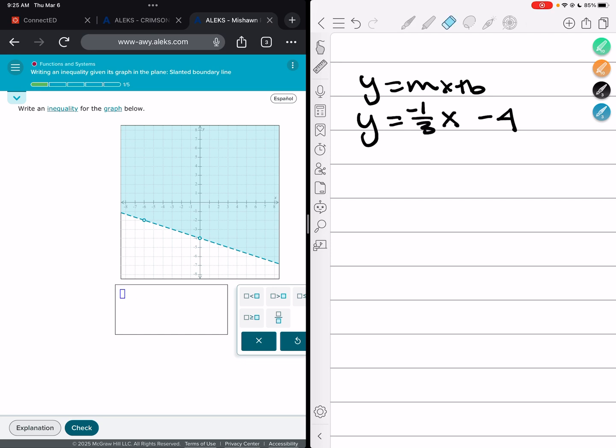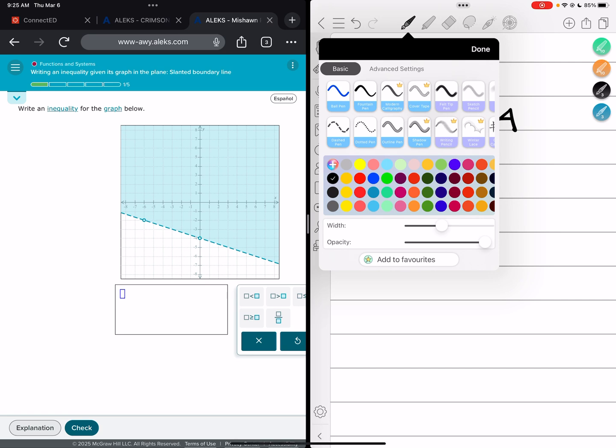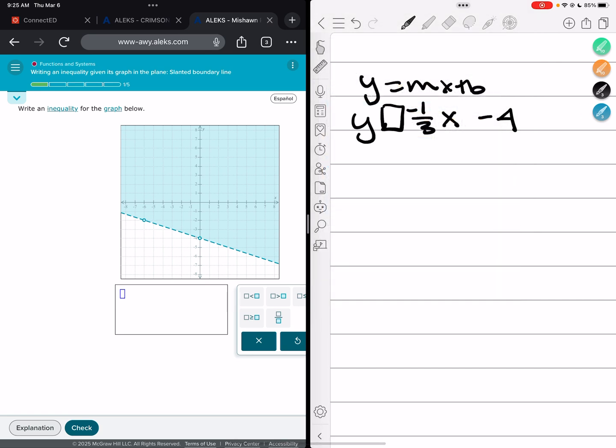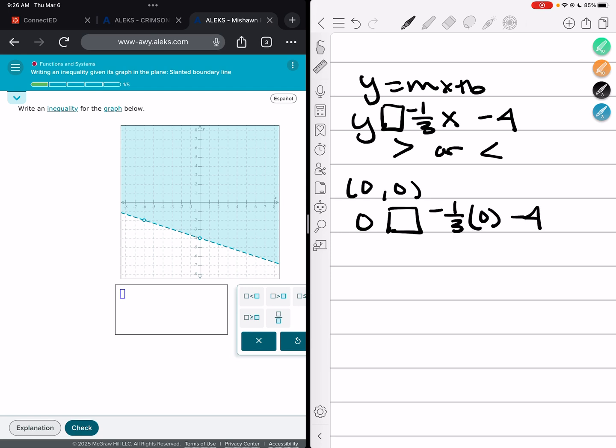From here, again, I don't know what goes between my y and the rest of my equation, but I've got to figure that out. I do know it's two options. It's either greater than or it's less than. I pick a point in the highlighted area. I'm going to pick 0, 0. So I get 0 box, negative 1/3 times 0 minus 4. From here, I get 0 with the box and then negative 4.